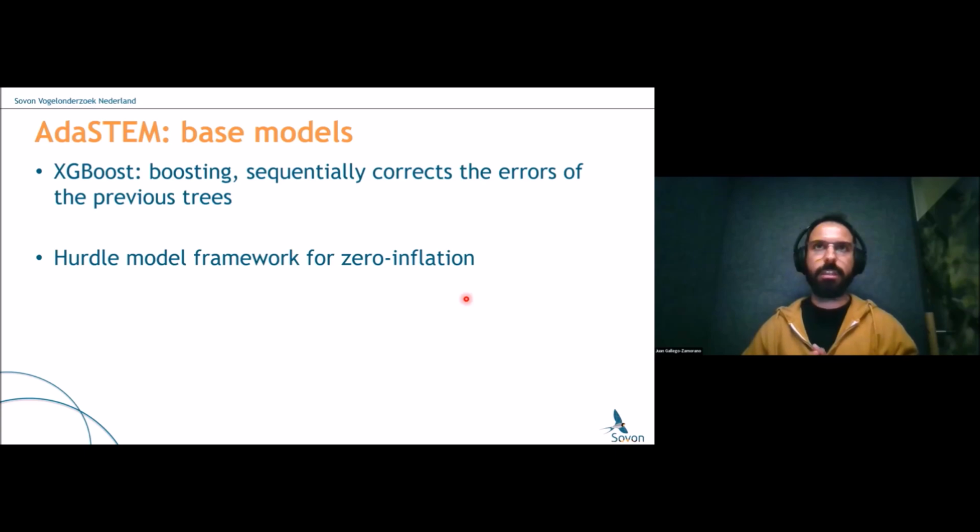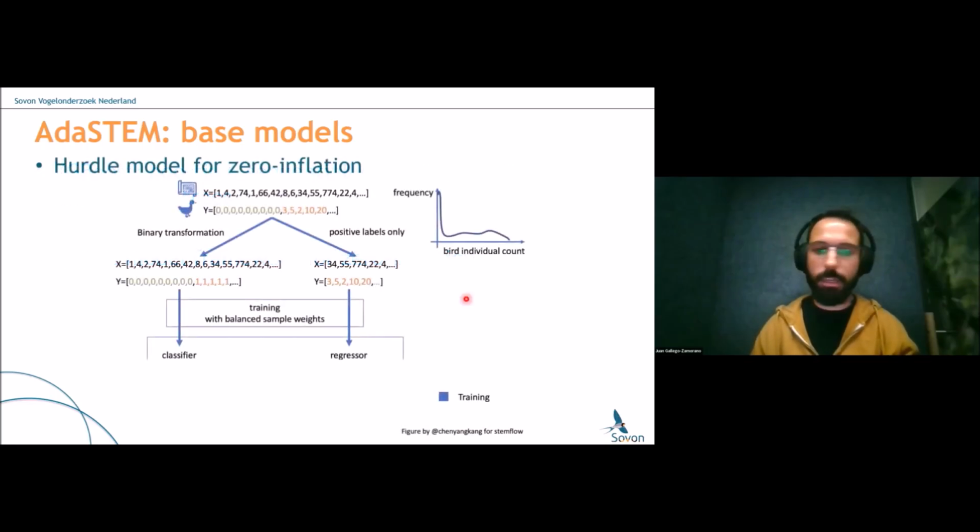And because in the EVP data we have zero inflation, in many places you can observe a species, but that species might only occur, for example, in the north of Europe at a certain moment. In the rest of Europe it's not occurring, so we have many zeros. We use a so-called hurdle model.